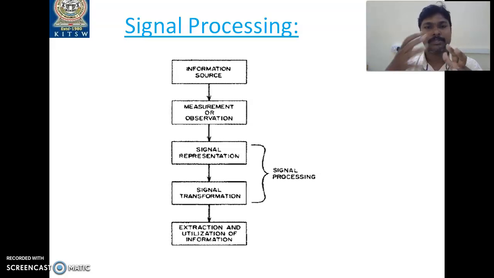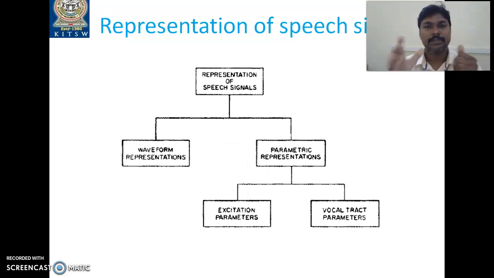But when it comes to speech signal processing, the information source may be the human message. And the representation of the speech signal, I clearly mentioned in the previous slide. We'll be having the two important categories, waveform representation and parametric. But mostly we'll be interested in the parametric representation. Here again, we'll be having the excitation parameter and the vocal tract parameter. These are the two important parameters we need to evaluate, so that we can see the parametric representation in the further classes. So this is the structure of the representation of the speech signal, the two important ones being waveform and parametric.